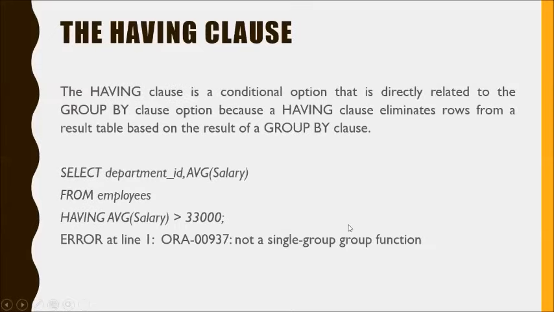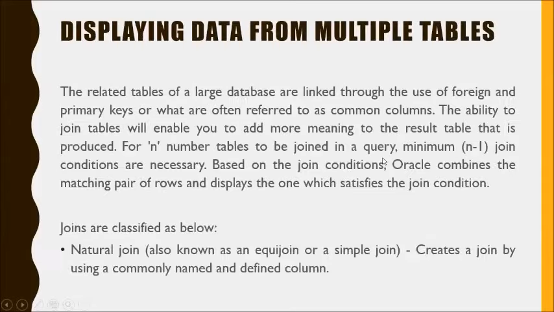So the having clause is a conditional option that is directly related to the group by clause option, because having clause eliminates rows from a result table based on the result of a group by clause. So we have select department_ID, AVG(salary) from employees having average salary greater than 33,000. So error at line 1, ORA-00937, not a single group function.